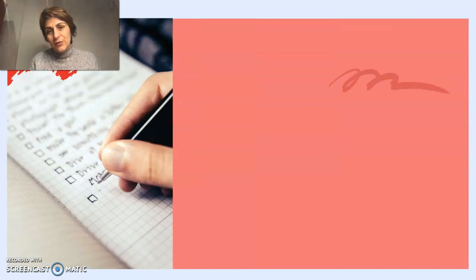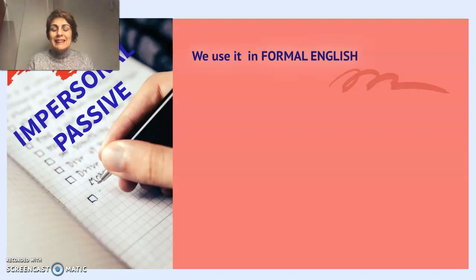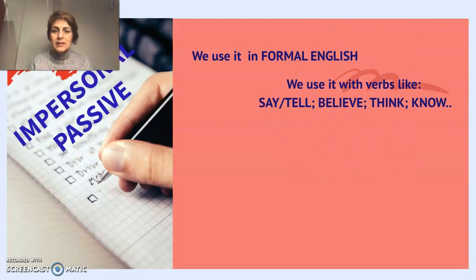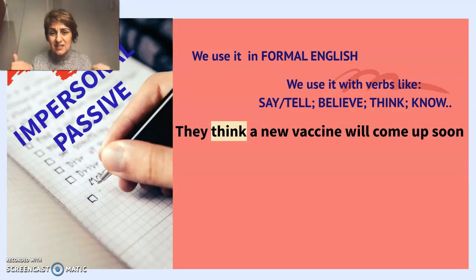All right, and then we have another type of passive, which is that of impersonal passive. The impersonal passive is a type of passive which we use in formal English. And we use it especially when it involves verbs indicating opinion, thinking, beliefs. So with the verb to say, to tell, to believe, to think, to know, suggest, hope, and many others.